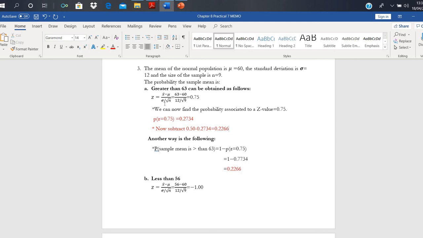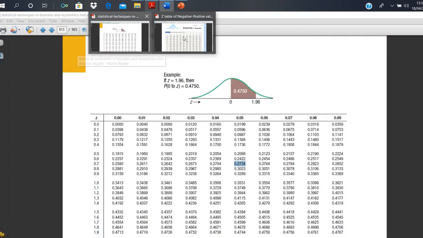Very simple. So if you are asked to find the probability that the sample mean is greater than a given value, and the standard deviation is known, is given, you use the Z formula, and that is how you can find that probability using these two different tables.